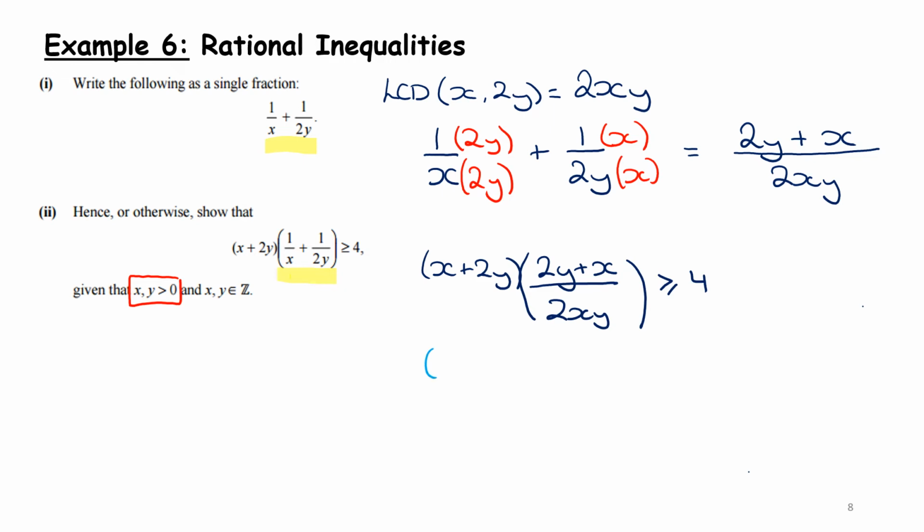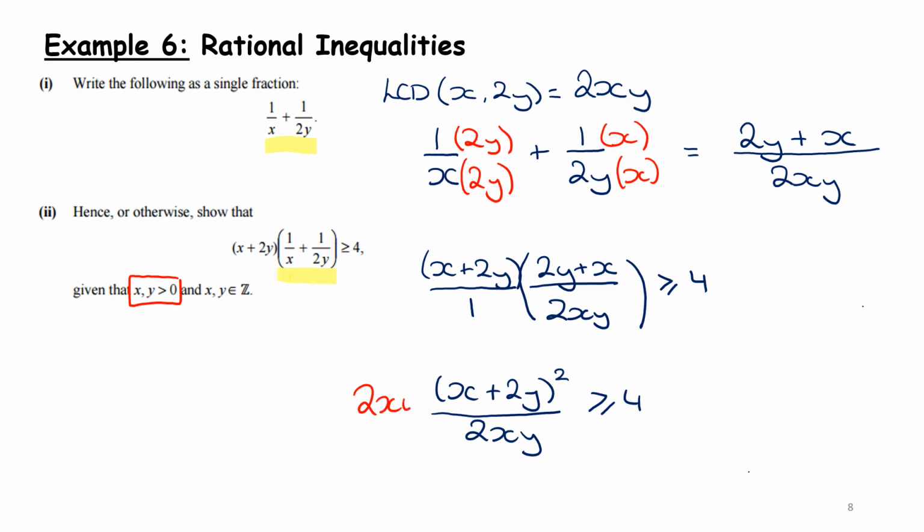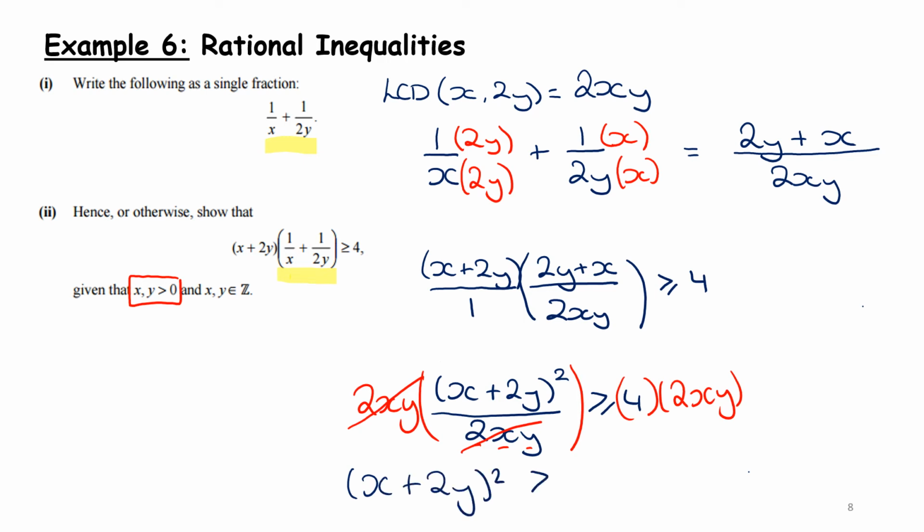So here I'm going to multiply out my fraction. So here I have x plus 2y times 2y plus x, so I'm squaring it, all over 2xy is greater than or equal to 4. To get rid of my fraction, I multiply simply by the denominator, not by the denominator squared. There's no need because I do know my denominator is positive because I have a positive by a positive by a positive. So I end up with (x plus 2y) squared is greater than or equal to 8xy.